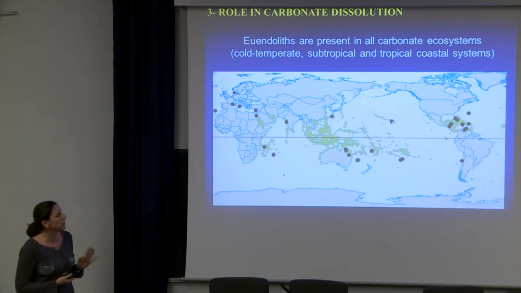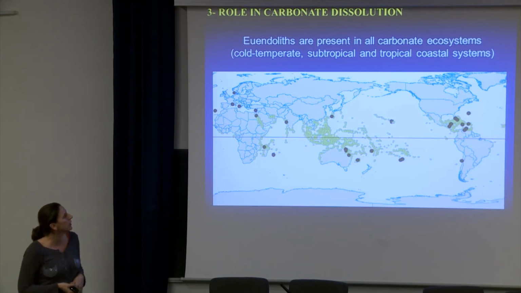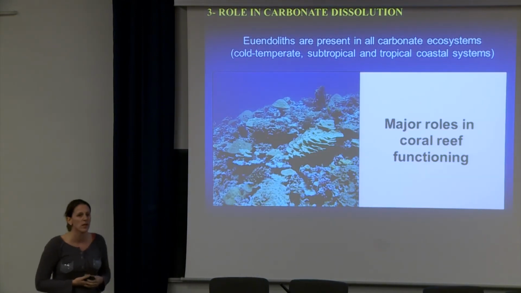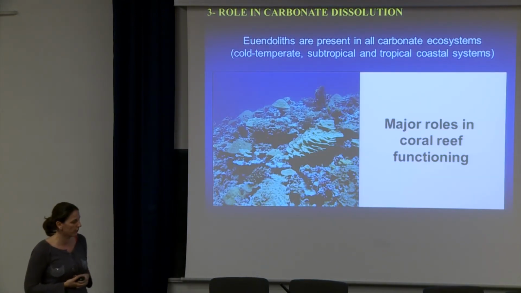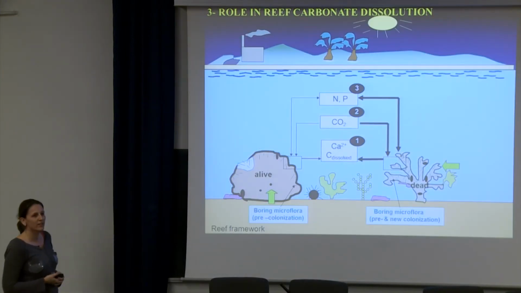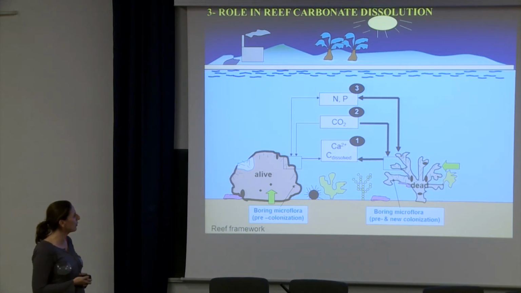Well, first of all, euendoliths, as I said earlier, are present in all ecosystems, cold, temperate, subtropical, deep, shallow, but they are really significant in tropical systems and play a major role in coral reef functioning. Well, here is a very schematic diagram of a coral reef.